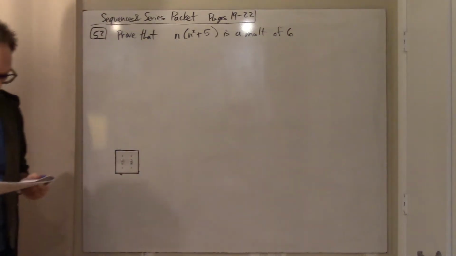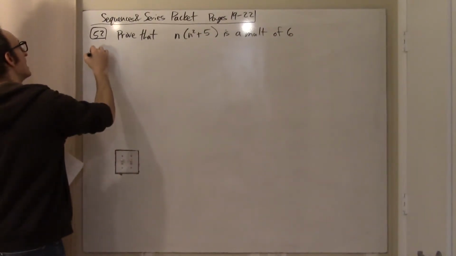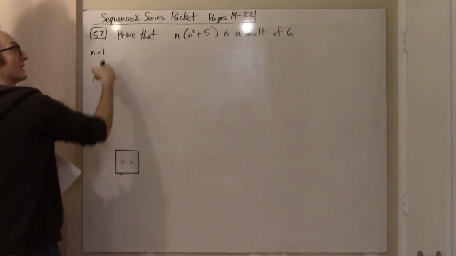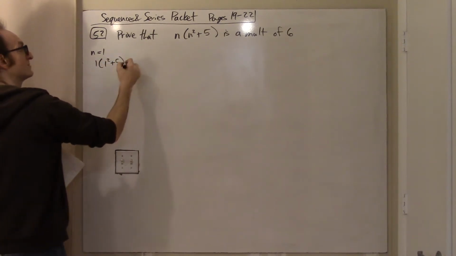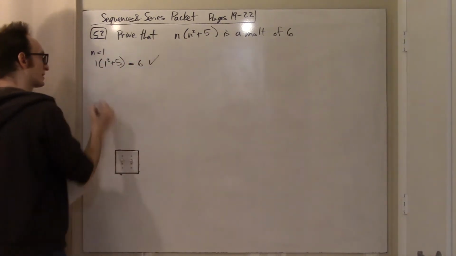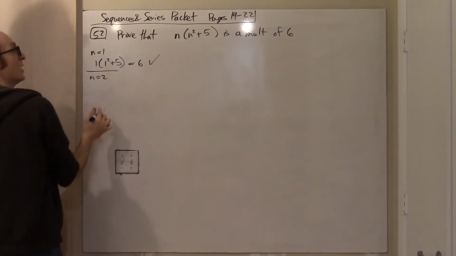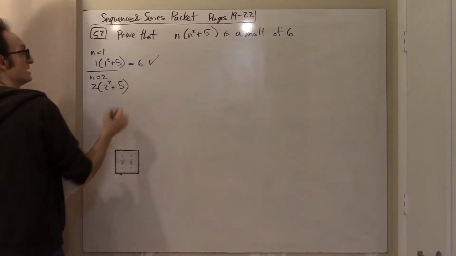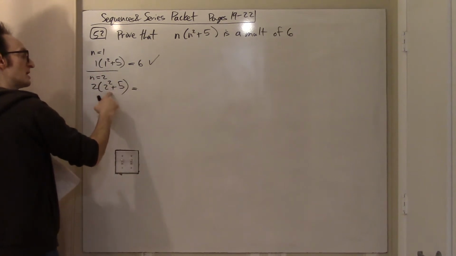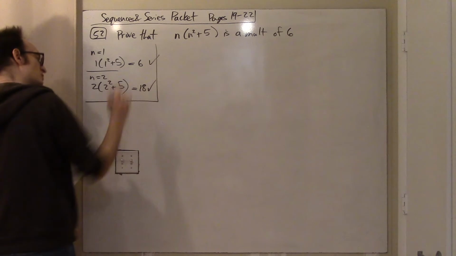Okay, how are we going to do this? Well, let's just check it. How about when n is 1? Well, when n is 1, you get 1 times 1 squared plus 5. That's 1 times 6, so that's just 6, so it works. All right, how about when n is 2? Well, when n is 2, I get 2 times 2 squared plus 5. So that's 9 times 2, that's 18. It seems to also be true. All right, so I'm feeling like this is true.